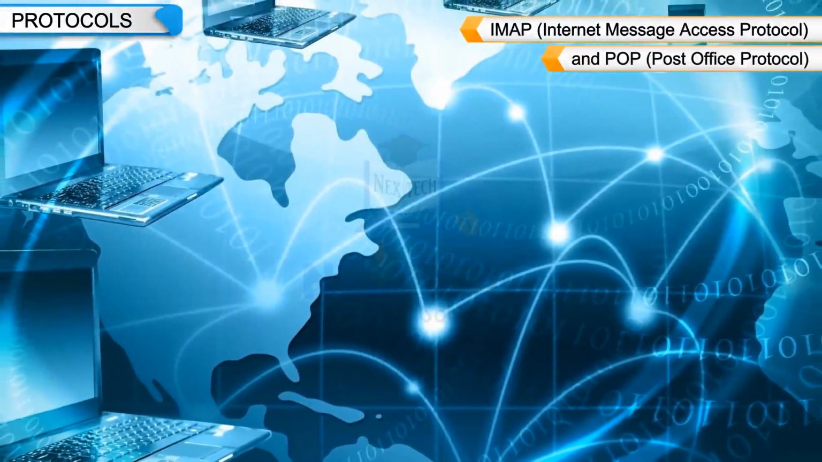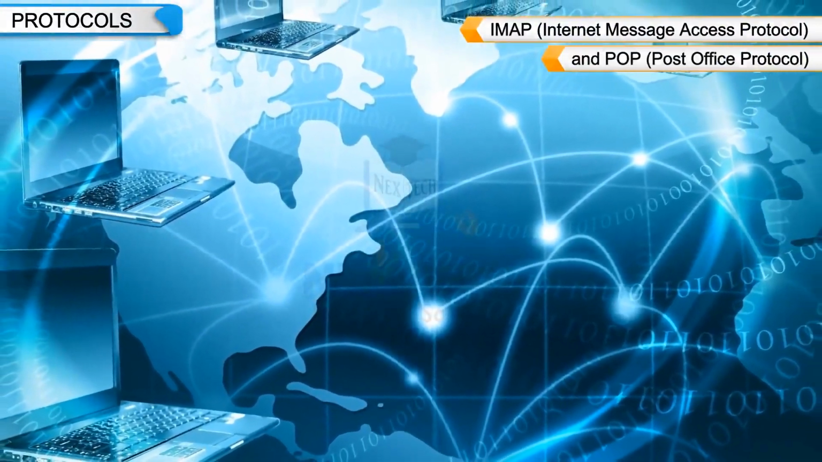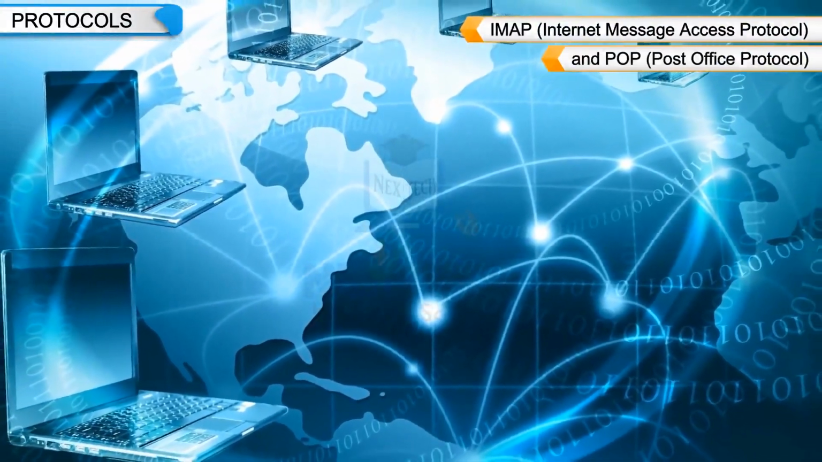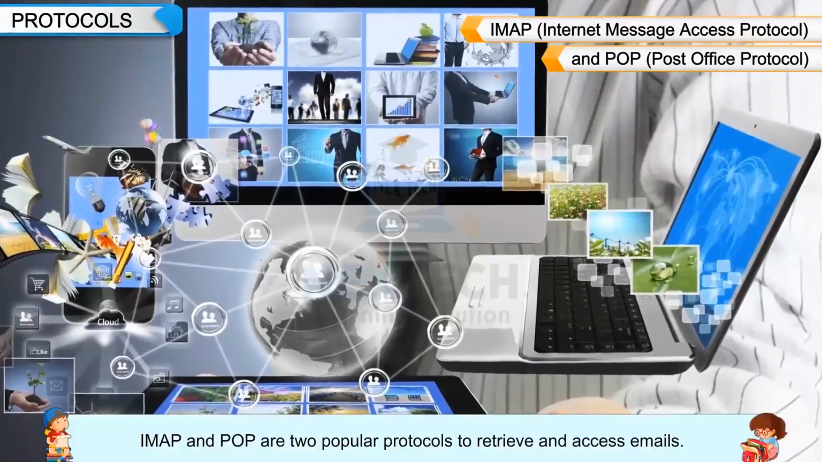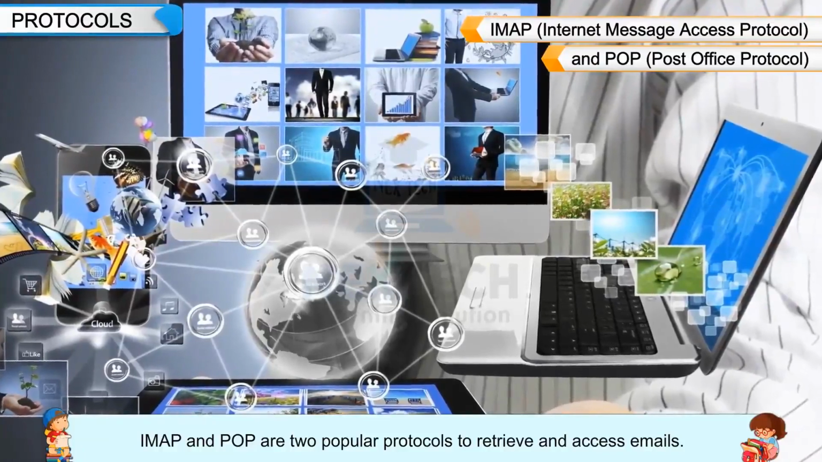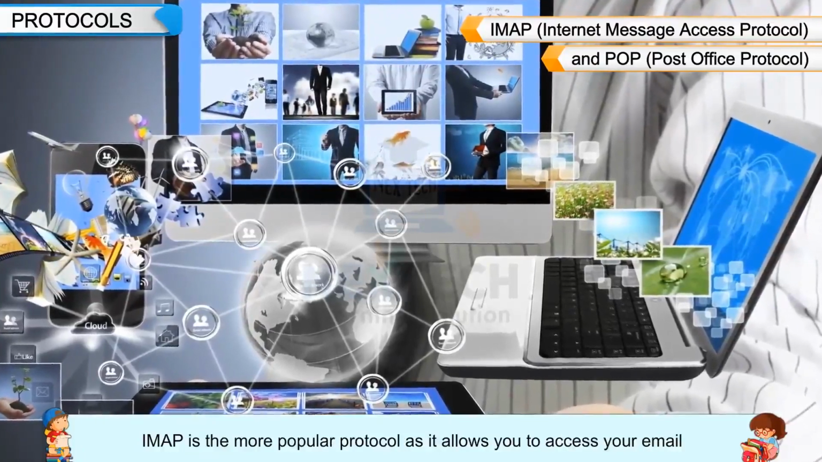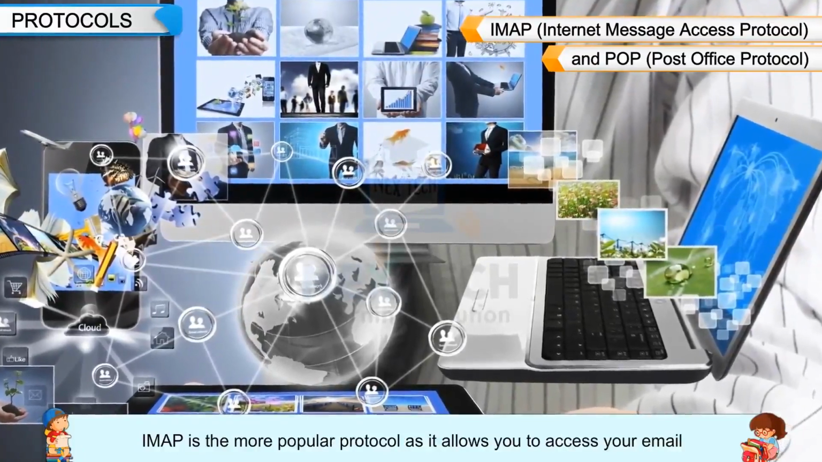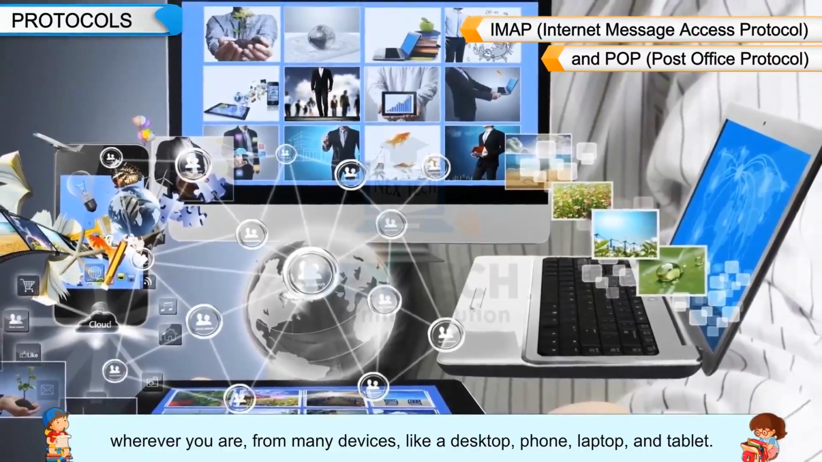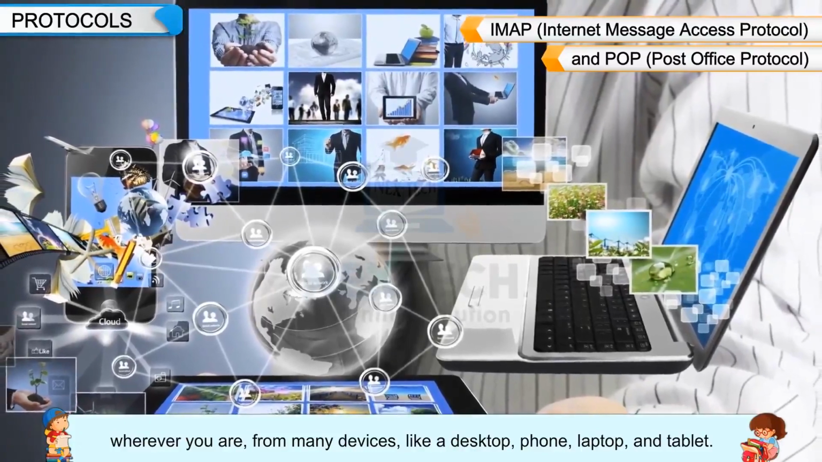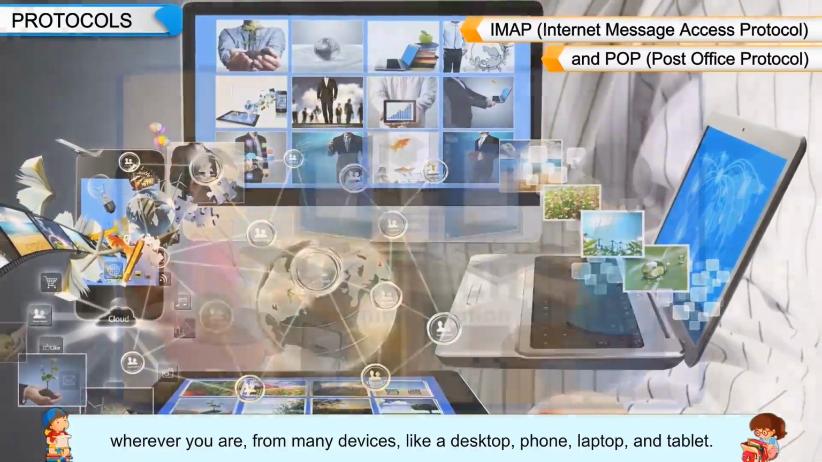IMAP, Internet Message Access Protocol, and POP, Post Office Protocol. IMAP and POP are two popular protocols to retrieve and access emails. IMAP is the more popular protocol as it allows you to access your email wherever you are from many devices like a desktop, phone, laptop, and tablet.